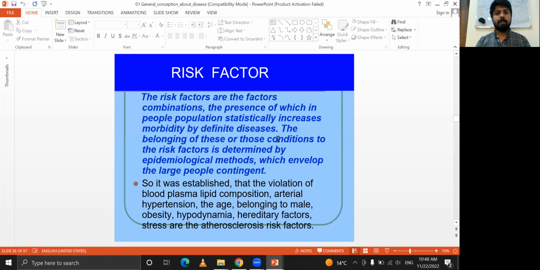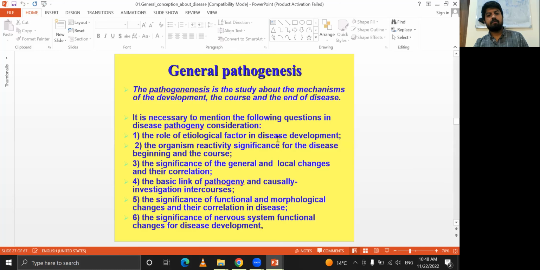So, organism reactivity. Risk factors are combinations of factors, the presence of which in a people population statistically increases morbidity of the definite disease. The belonging of those conditions to the risk factor is determined by epidemiological methods, which reveal it in a large contingent of people. So risk factor is about the combination in the people population, which statistically increases the morbidity of a defined disease.